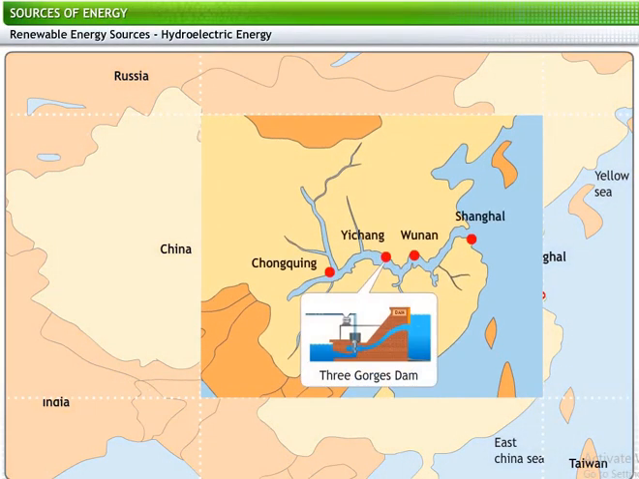The Three Gorges Dam in China, the world's largest hydroelectric power plant, supplies power to 9 out of 23 provinces in the country.